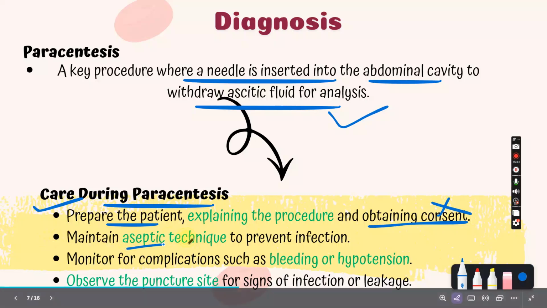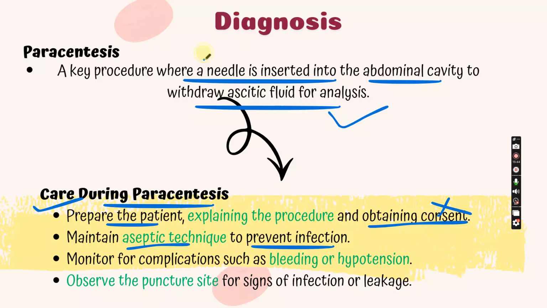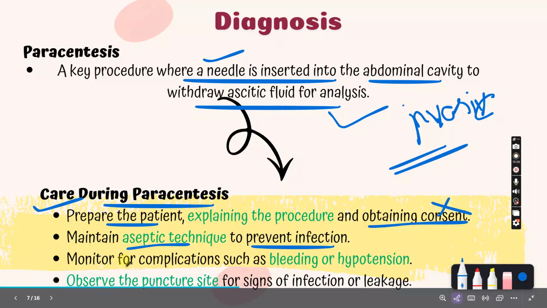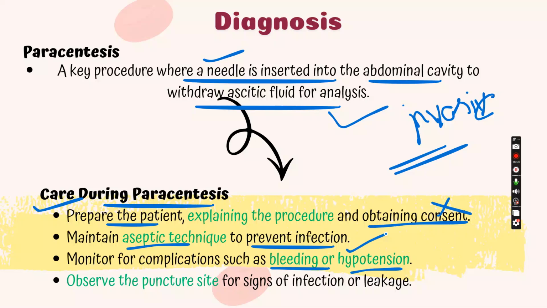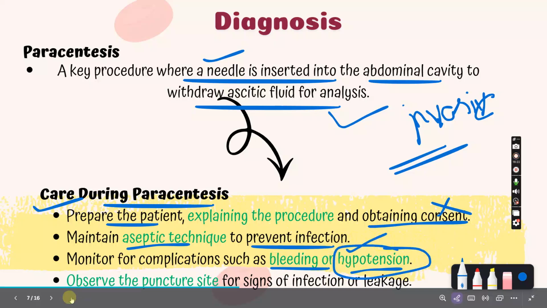The next is to maintain aseptic techniques to prevent infection. Obviously, this procedure is invasive, so we have to maintain aseptic techniques. There is no other option for it. Monitor for complications such as bleeding or hypotension. When you're doing paracentesis, there are chances that bleeding or hypotension may occur, because sometimes the fluid just rushes out of the belly or peritoneal cavity, like a gush of water. So the patient can suffer from hypotension or bleeding.